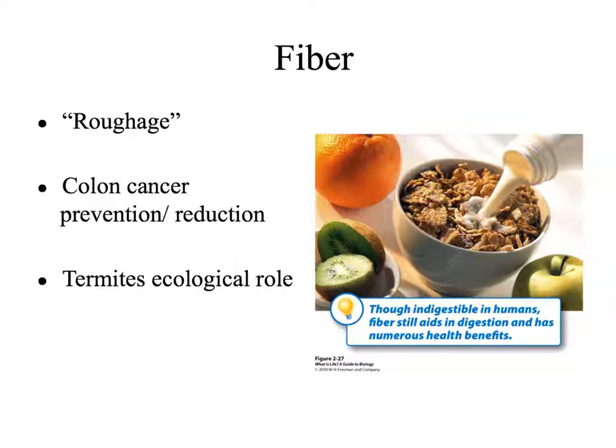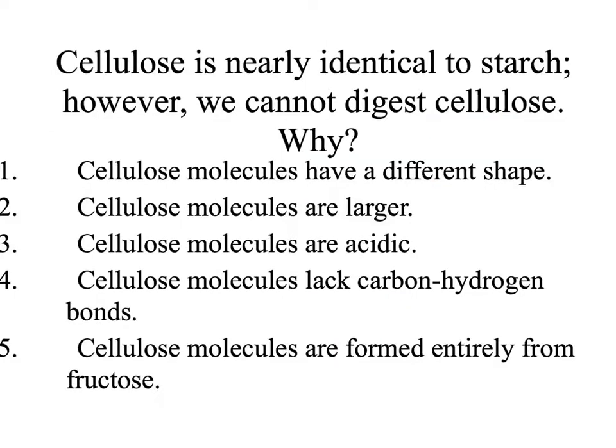However, fiber helps move things along our digestive tract and has been shown to help with prevention and reduction of things like colon cancer. Some organisms can break down fiber. Termites and cows, for example, have a mutualistic relationship with bacteria that live in their gut that help them break down this molecule for energy. Most animals cannot do that, though, and fiber passes right through their digestive tract.